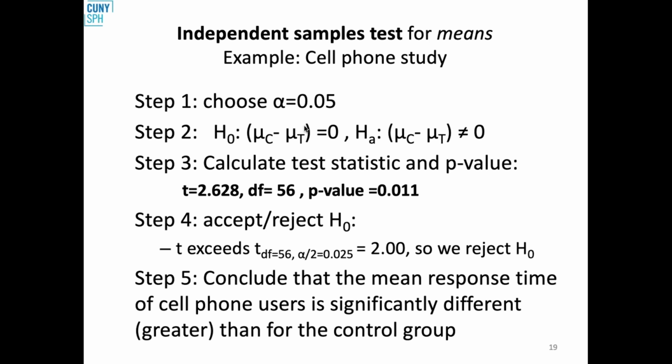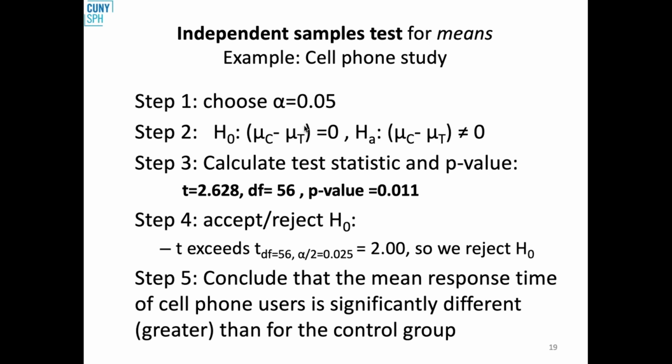Step two, we define our null and alternative hypothesis. Here, the null hypothesis says the difference between the two means is equal to 0. That's the same thing as saying mu c equals mu t. You could use either one. Statisticians love the first; non-statisticians would feel more comfortable with just saying mu c equals mu t. Our alternative hypothesis is that the difference is not equal to 0, or in other words, mu c does not equal mu t. It's really two ways of saying the same thing.